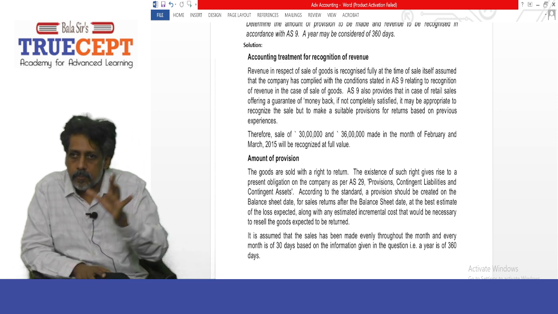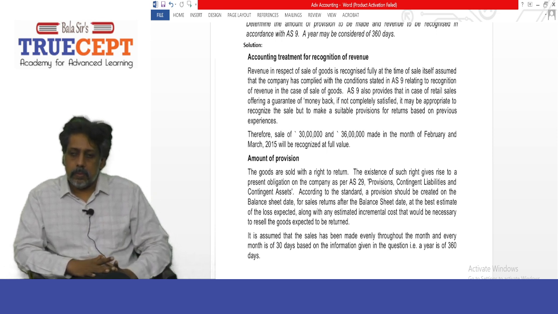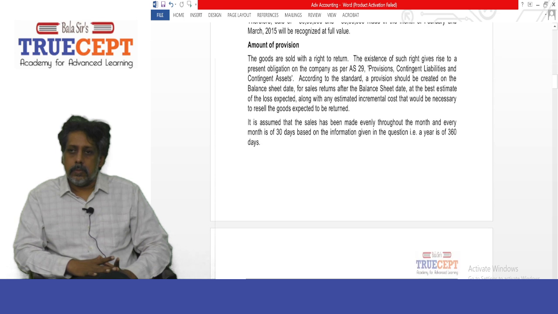Is that fine? Yes. AS 9 also provides that in case of retail sales offering a guarantee of money back if not completely satisfied, it may be appropriate to recognize the sale, but to make a suitable provision for returns based on previous experience. Is that fine? Therefore, the sales of 30 lakh and 36 lakh rupees made in the months of Feb and March will be recognized at full value. Then the amount of provision. The goods are sold with a right to return.